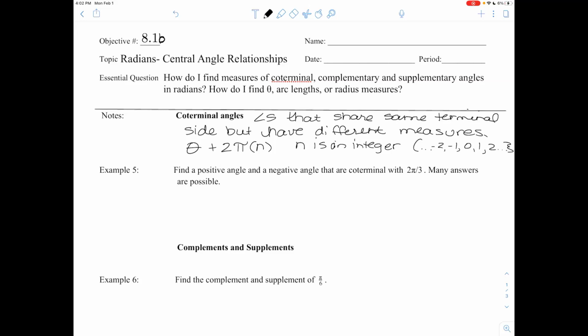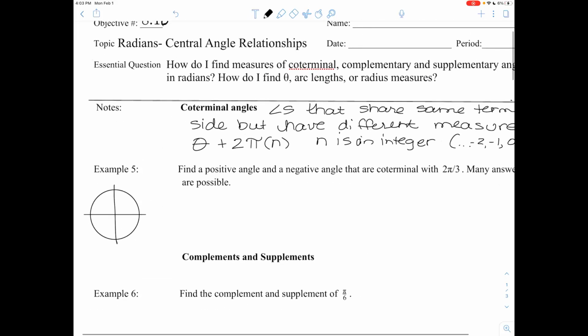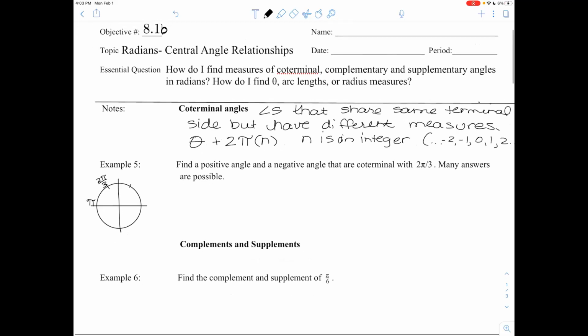So as long as I'm multiplying by full rotations where n represents a full rotation, this is how you find coterminal angles. So here we have: find a positive angle and a negative angle that are coterminal with 2 pi over 3. Many answers are possible. So I'm just going to go ahead and draw a circle here and get that located. So 2 pi over 3 just says we're going to take pi, cut it in thirds. So that would be there and there. And this would be 2 pi over 3. That would be the measure of 2 pi over 3 radians. So this would be the angle theta.